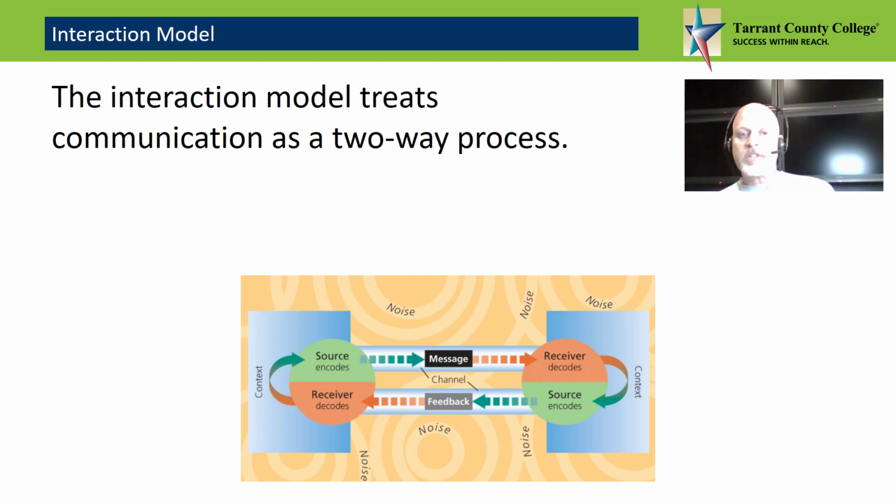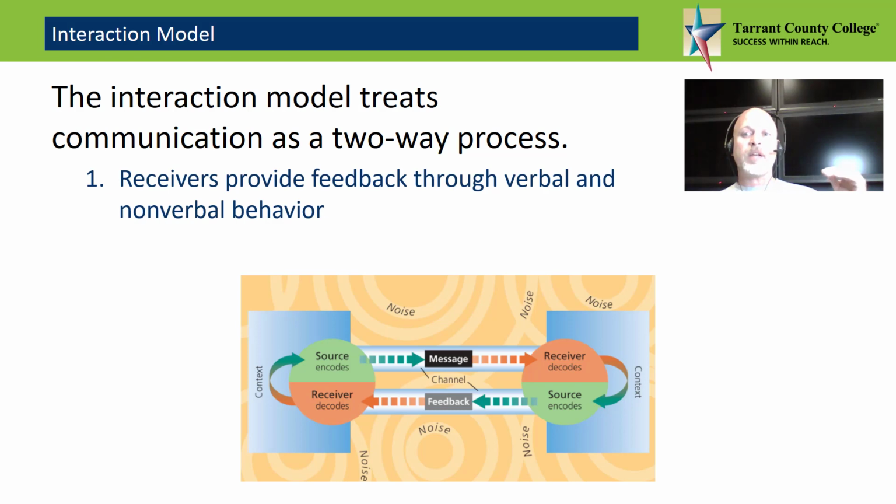Next, let's elevate our conversation and look at the interaction model. It takes up where the action model leaves off. It includes all the same elements, okay? Source, encoder, message, channel, receiver, decoder. It includes all those same elements, noise and so forth, and coding and decoding. However, it differs in two ways. First, it recognizes that communication is not a transactional process, but a two-way ongoing exchange.